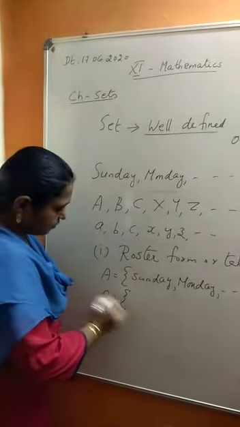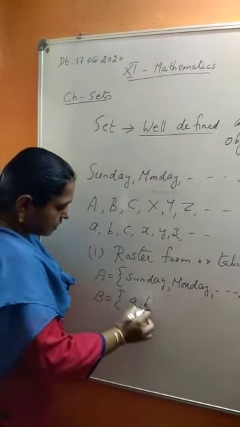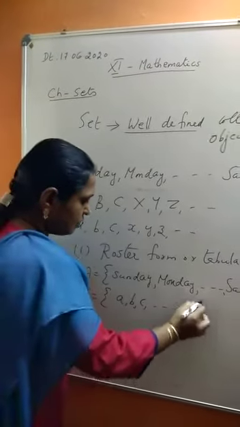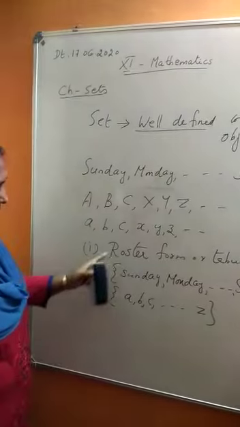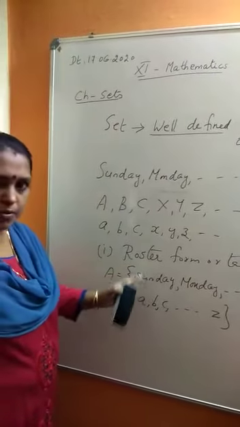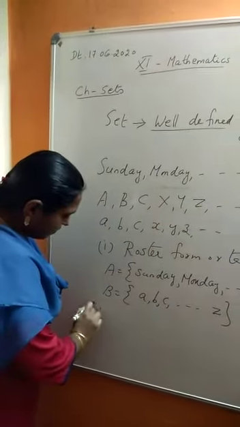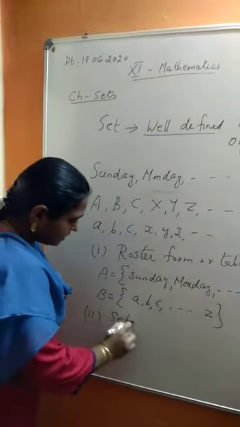Similarly, if B is the set of all alphabets, we can write it as A, B, C, etc., up to Z. Like this, we can represent the set. This is known as the roster form of the set. Now, another way of representing a set is the set builder form.